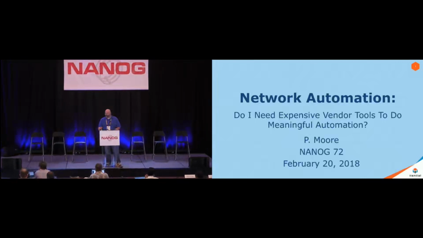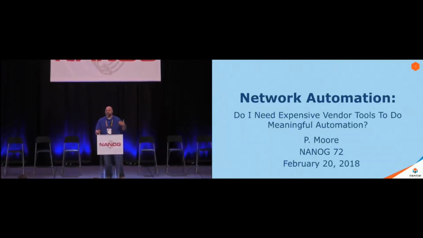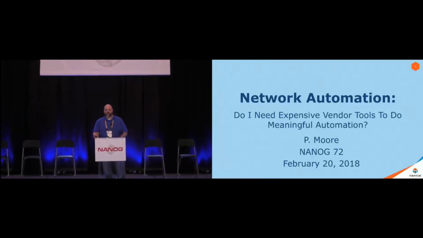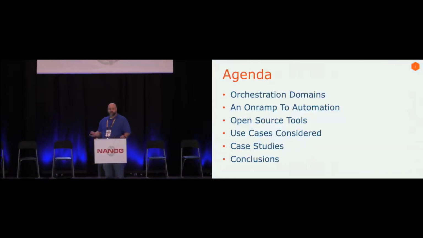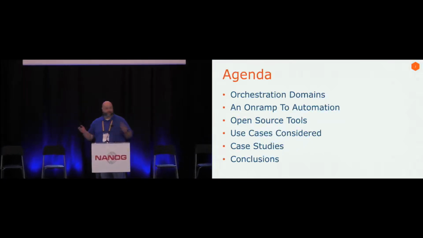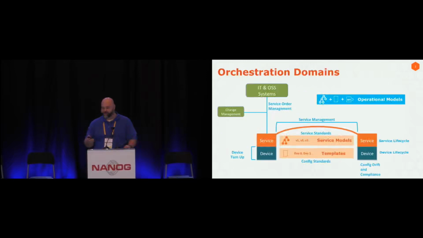So I'm going to talk about network automation and an on-ramp to how you can do this without having to spend millions of dollars. We're going to talk through the orchestration domains that are involved, the on-ramp process to automating your operations, the tools that we use in some of the use cases that I'm going to present, as well as what those use cases were and how you can take this forward.